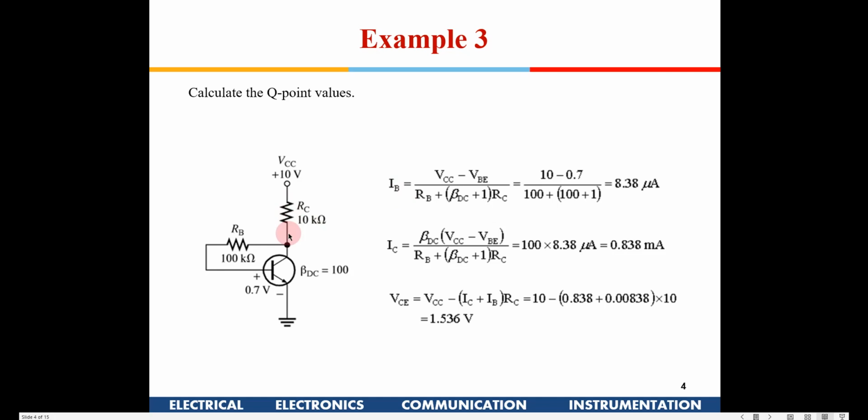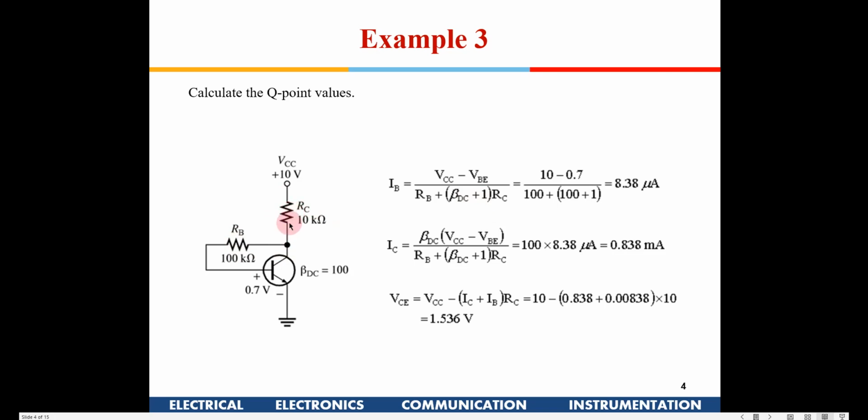So I can write, to compute this IB, this is 0.7 volt, right? And what is this? VCC minus IC RC. And IC can be written as beta times IB, right? And here not only IC, IB is also going to flow through this RC.